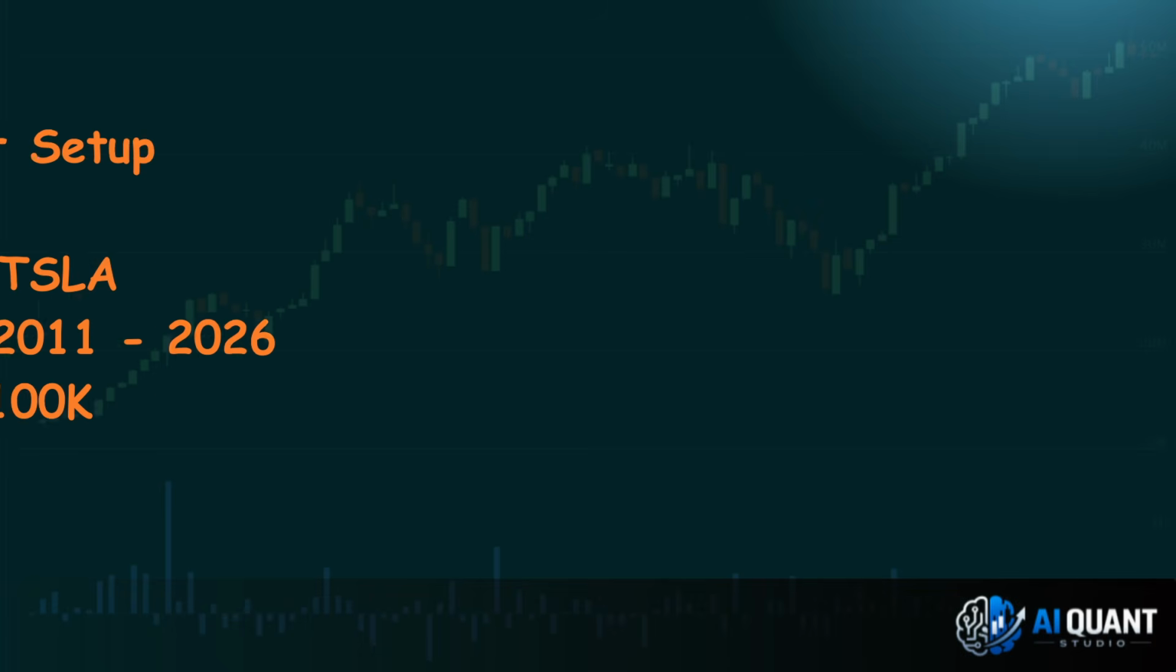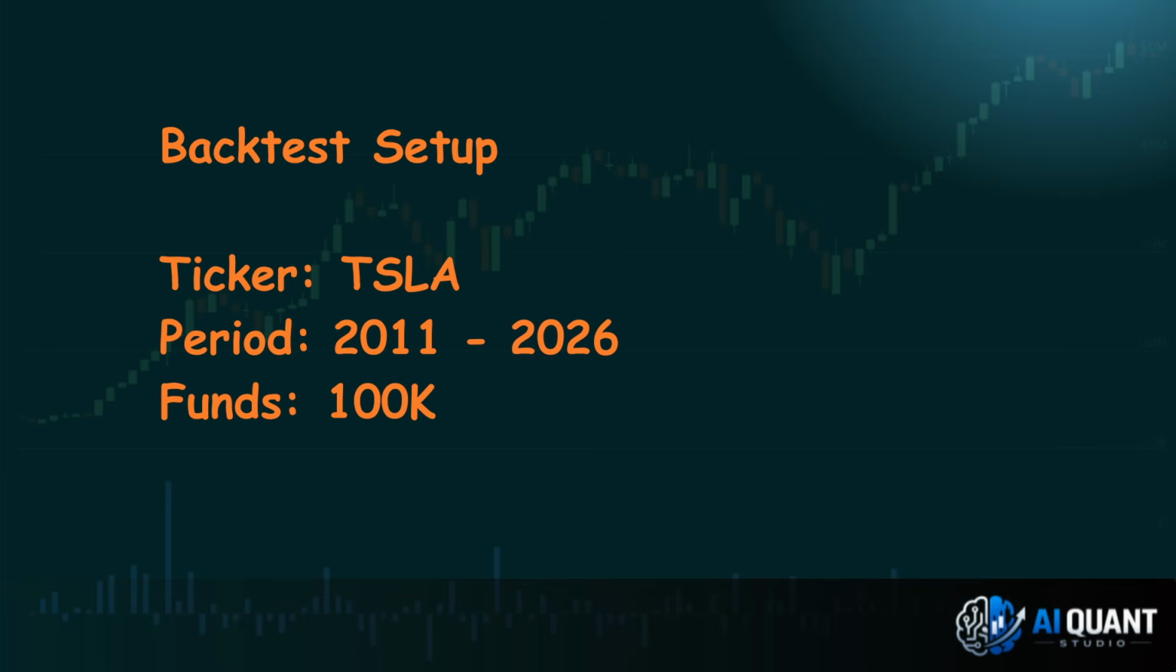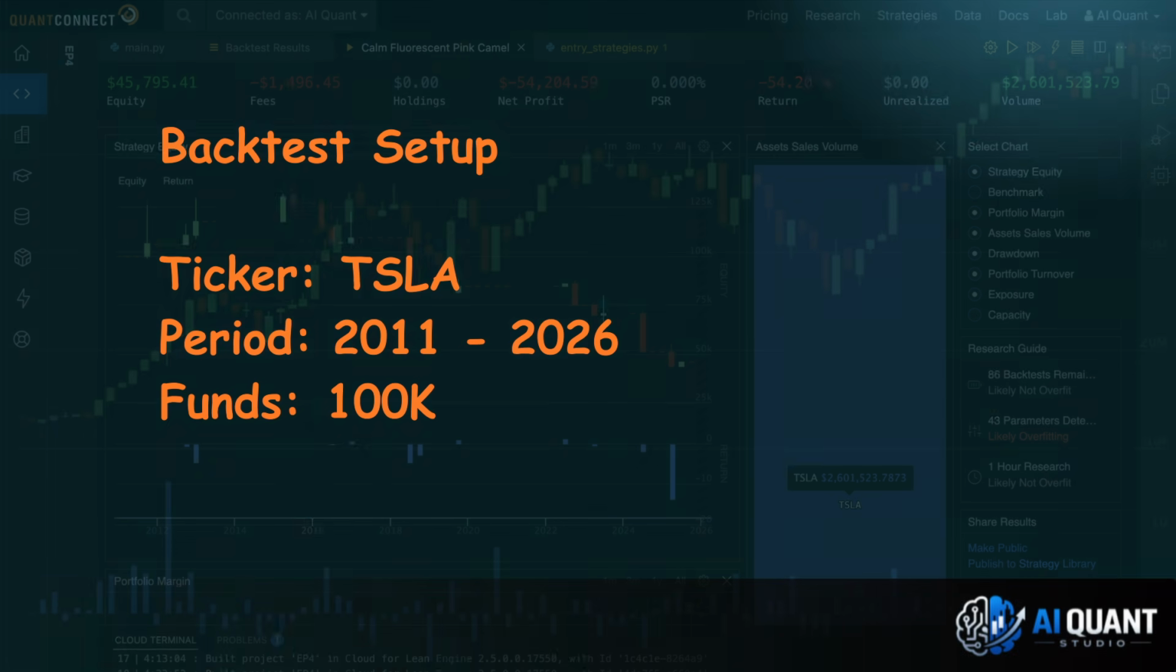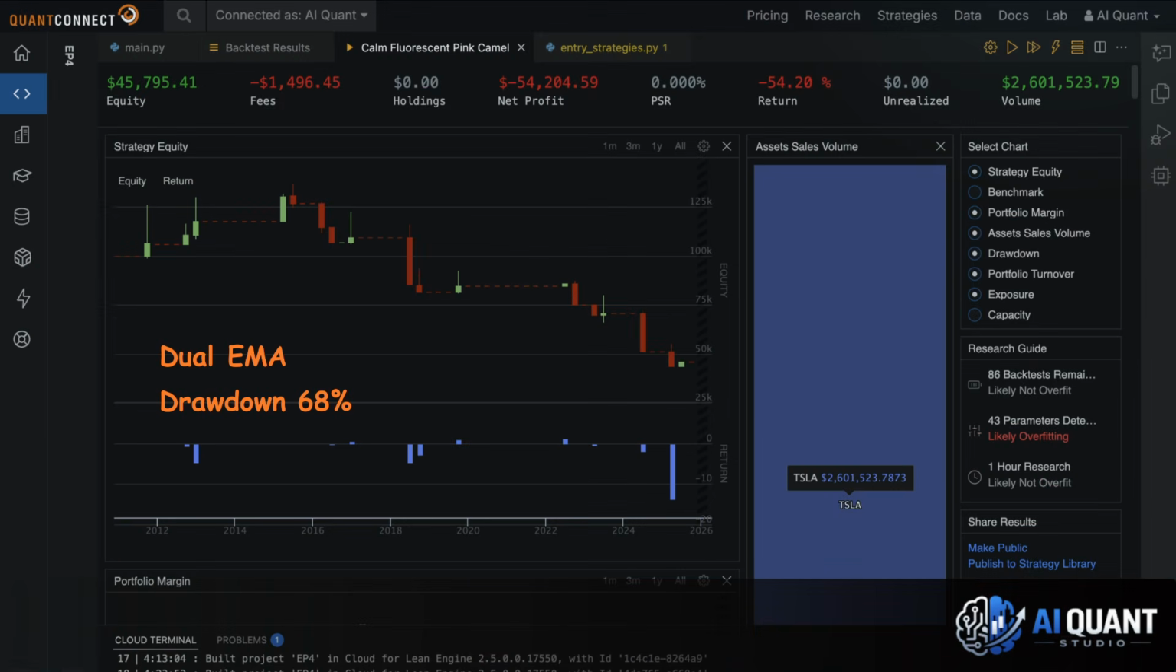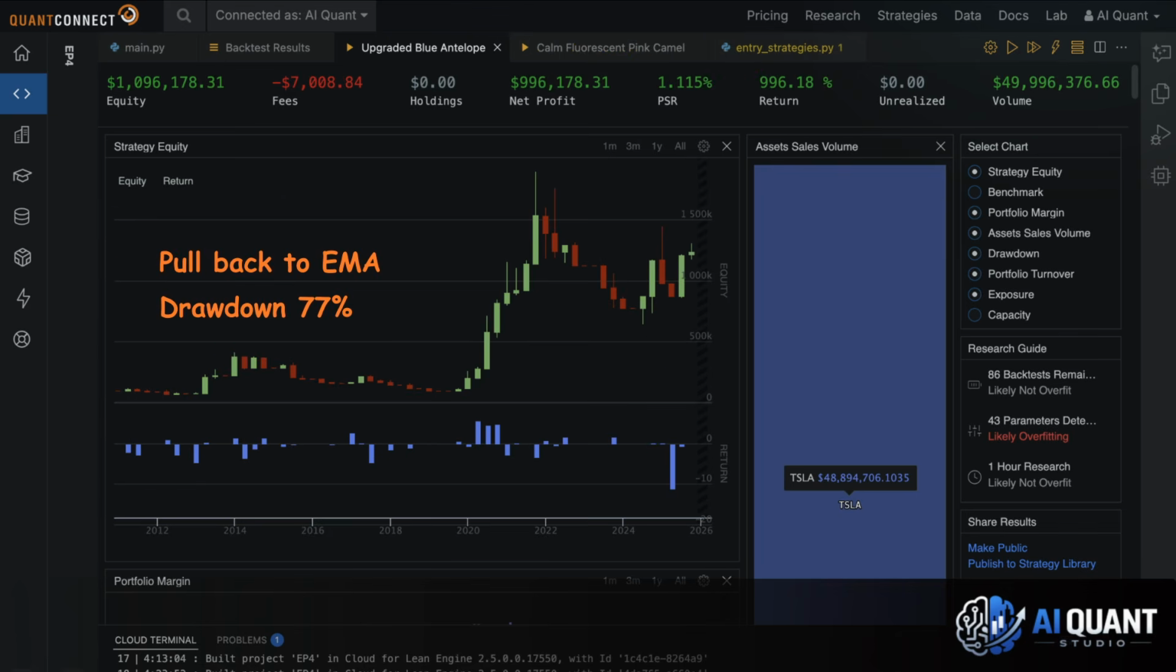First round of backtests. Tesla, $100,000, starting in 2011. Same setup as always. Dual EMA, negative 54%, lost more than half the money. Only 28 trades in 15 years. EMA 50 over 200 is too slow for Tesla. Pullback to EMA, 996% profit, but 77% drawdown. That is actually worse than the 59% we achieved in episode 3.